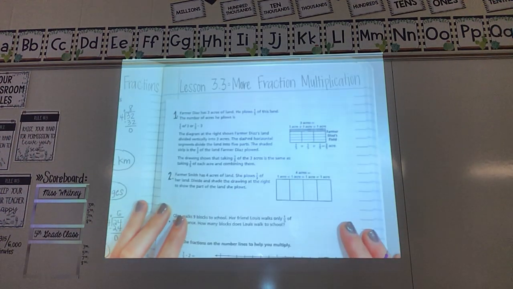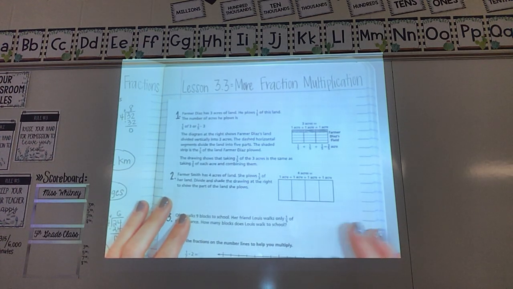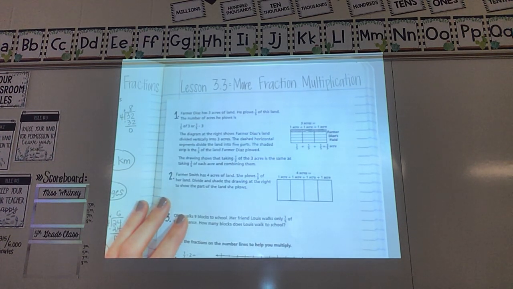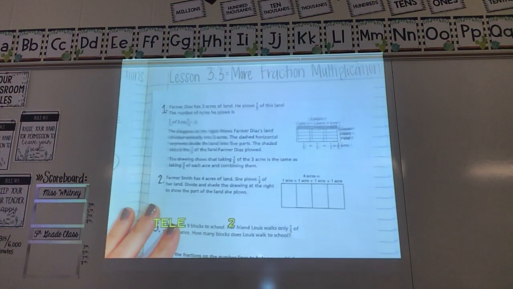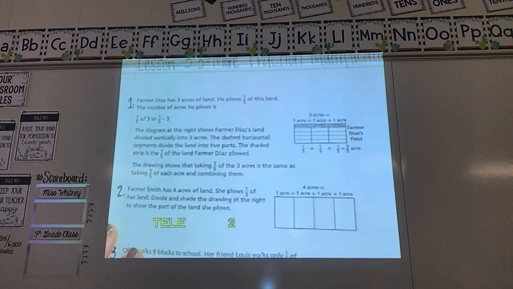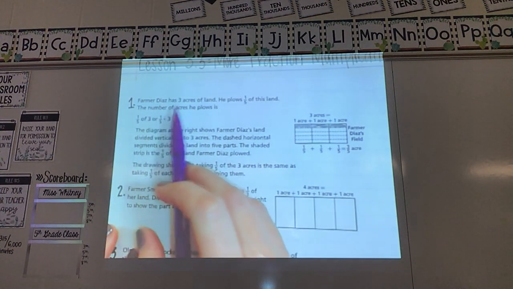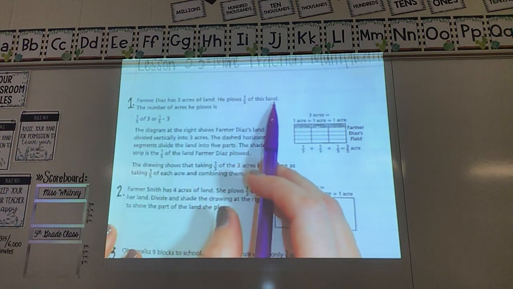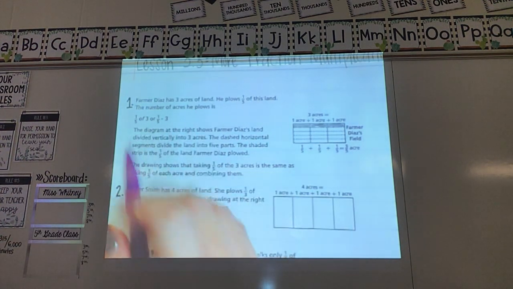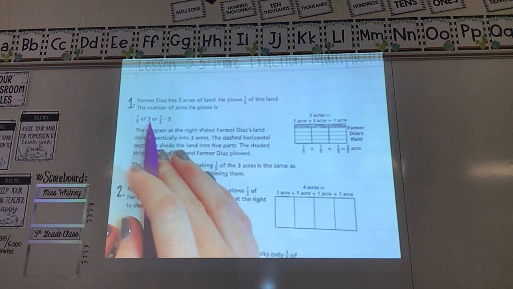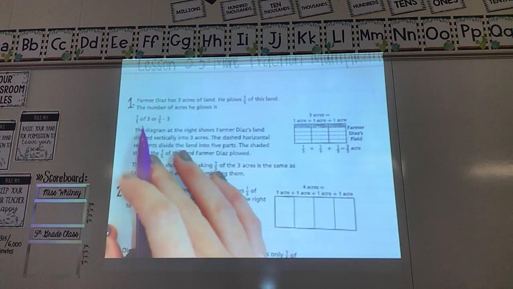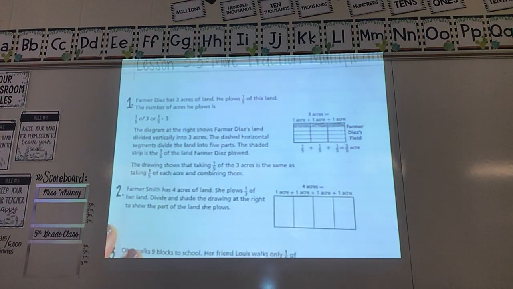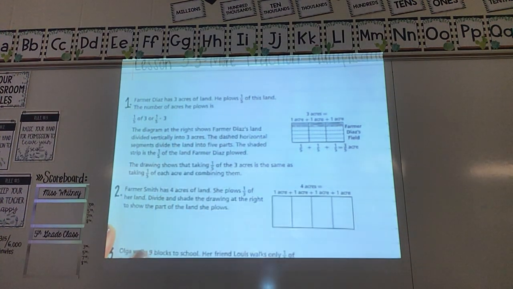today. Number one here is just an example for me to kind of see what they mean to use a picture. Let's see if I can zoom in for you a little bit so that you can see this a little bit better on your screen. Number one says, Farmer Diaz has 3 acres of land. He plows 1/5 of this land. The number of acres he plows is 1/5 of 3, or 1/5 times 3, because we know that of means to multiply. So we would just take 3 acres times 1/5.